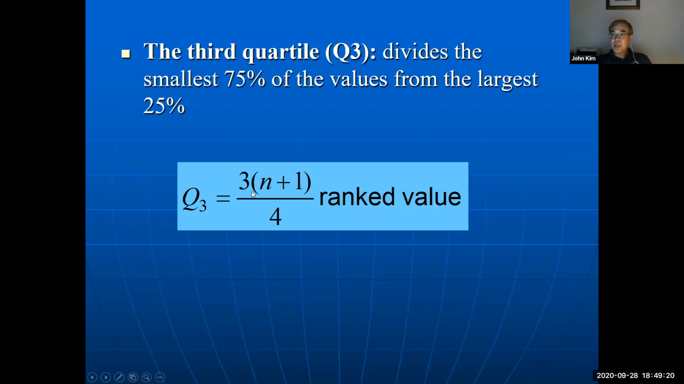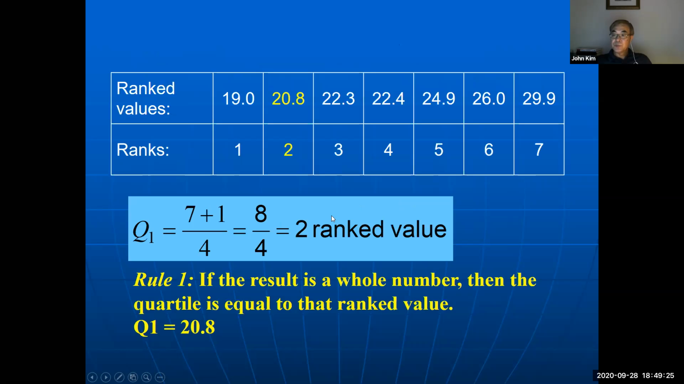Q3 equals 3 times n plus 1, divided by 4, ranked value. And then some rules: if the result is a whole number, choose that ranked value. No problem. So if n is 7, Q1 is 7 plus 1 divided by 4, 8 divided by 4, the second ranked value, so take that one. In this data set, the first quartile is 20.8.